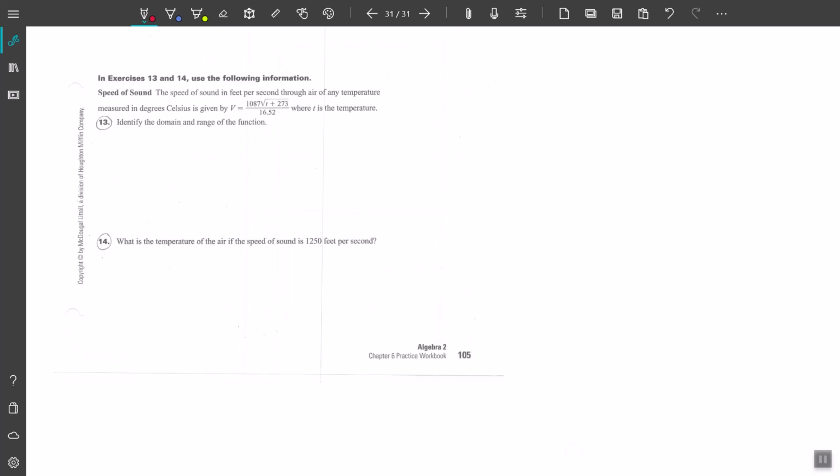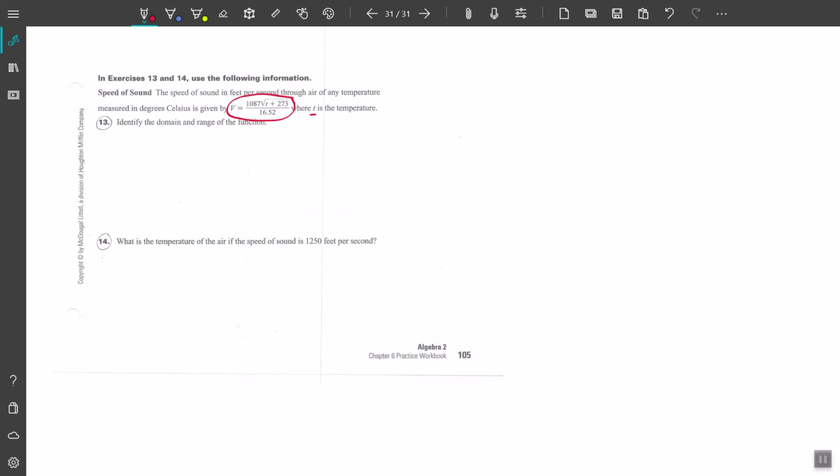So 13 and 14 are dealing with a speed of sound problem. The speed of sound in feet per second through air of any temperature measured in degrees Celsius is given by this function. So the v is the dependent variable. Okay, that's the speed of sound. And what is it dependent on? It is dependent on T, the temperature of the air. So the speed of sound is going to be determined by what the air temperature is at any particular time.